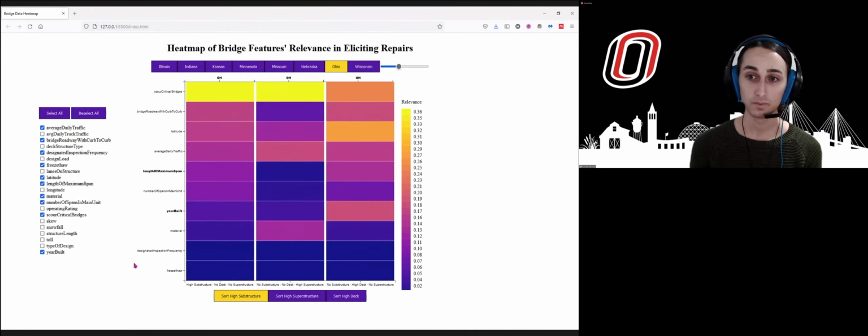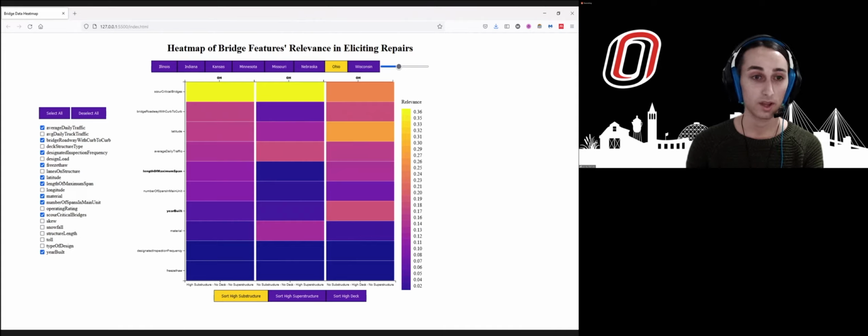The purpose of this project is to visualize the data that Akshay has in a way that allows for user interaction and exploration of the data set.